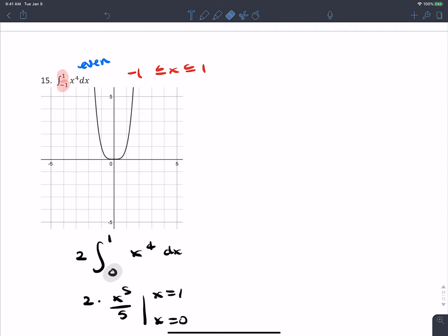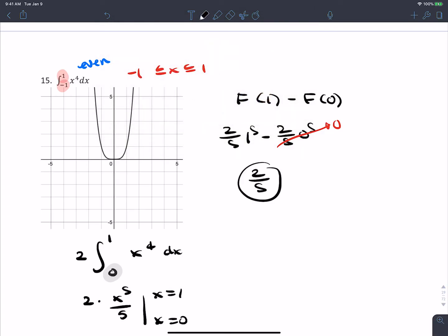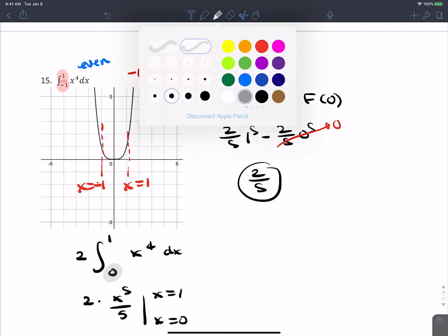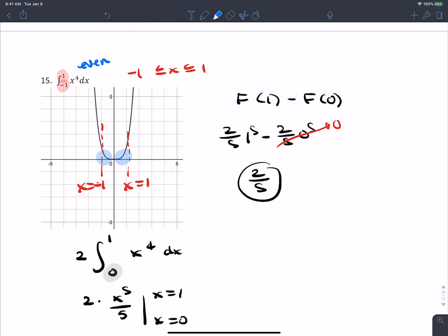Let's go back and do every detail when you first learn this. 2/5, 1 to the 5th power, minus 2/5, 0 to the 5th power. This portion is 0. So we end up with what? 2/5. So even though we didn't go through that detail, x is negative 1, the area under that curve here is right here. It's positive, right? That's positive 2/5.